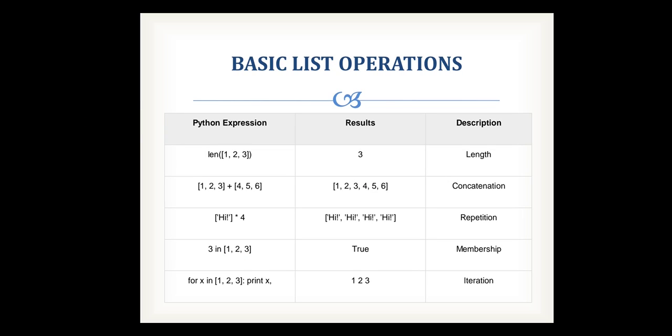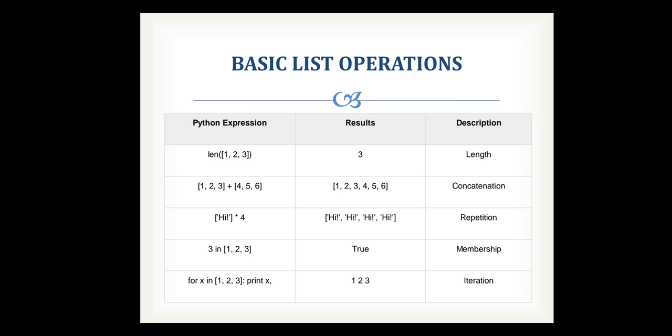Next, basic list operators or operations. The first one is we are going to find the length of a list. When you use the len function and directly specify the list, it will print the result, that is 3. Okay, when you want to concatenate lists, you use the plus operator, so it will directly show you the concatenation of the elements of the particular lists.